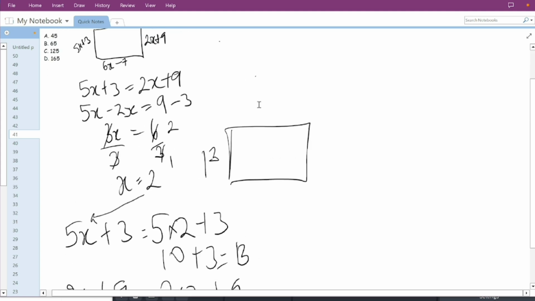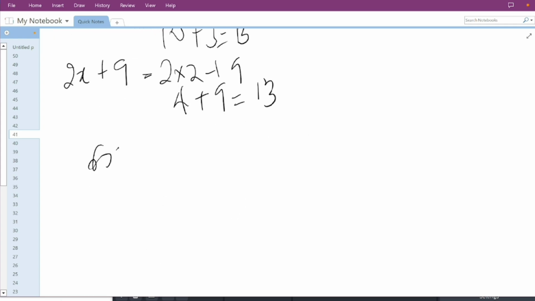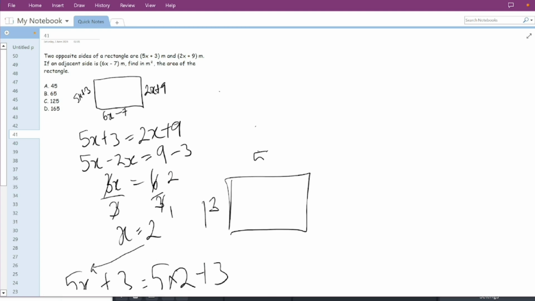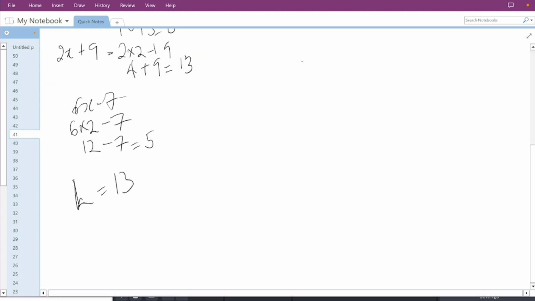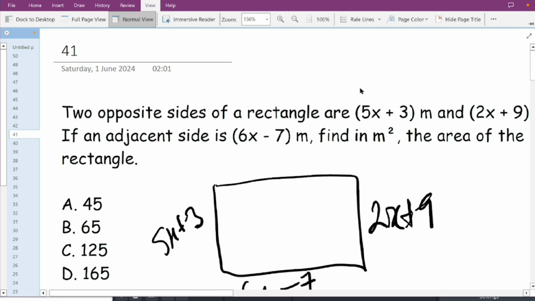Then the adjacent side, which is 6x minus 7. Knowing that our x is 2, so 6 times 2 minus 7. 6 times 2 is 12 minus 7. 12 minus 7 will give you 5. So the other side is 5. Now that we know our length is 13 and our breadth is 5, area of a rectangle is length times breadth, which is 13 times 5. 13 times 5 will give us 65 meters squared. Our answer is therefore B.